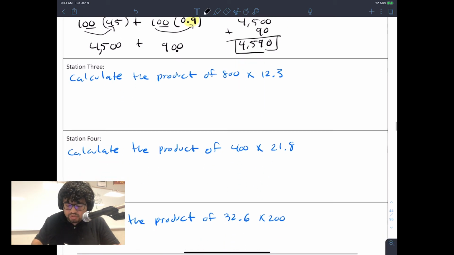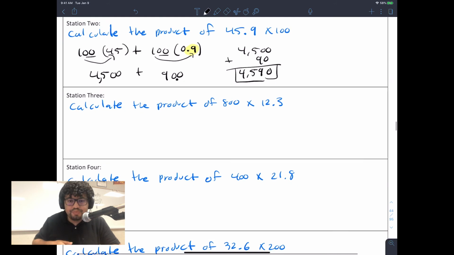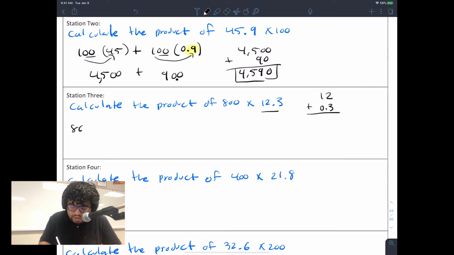Okay, so now let's go to station number 3. In station number 3, it says calculate the product of 800 times 12.3. Okay, so once again, this 12.3, I'm going to break it first into 12, then into 0.3. Why? Because if you add them together, you get the same thing, right? This 12.3. So first, 800 times 12 plus 800 times 0.3.